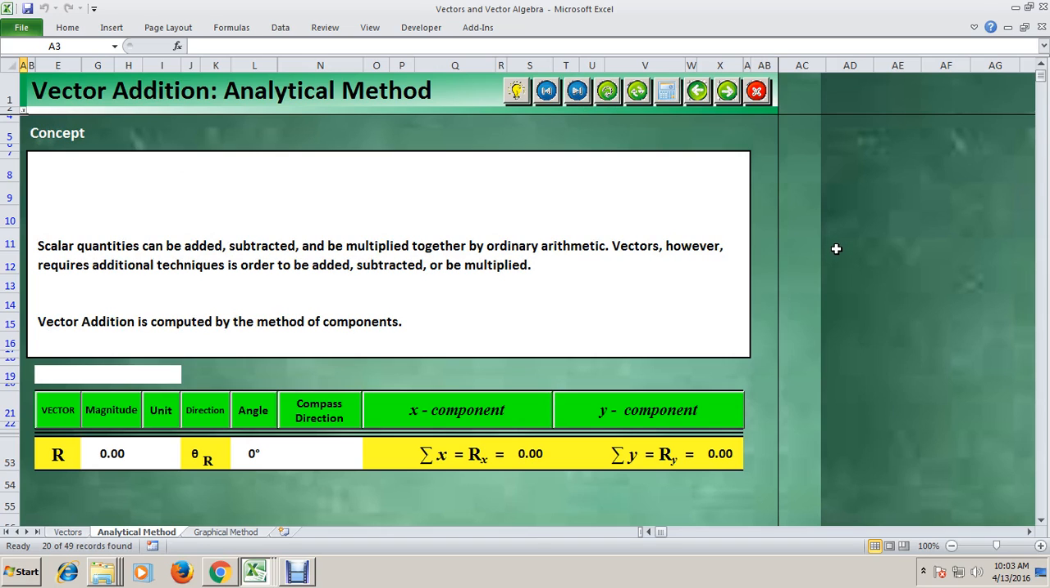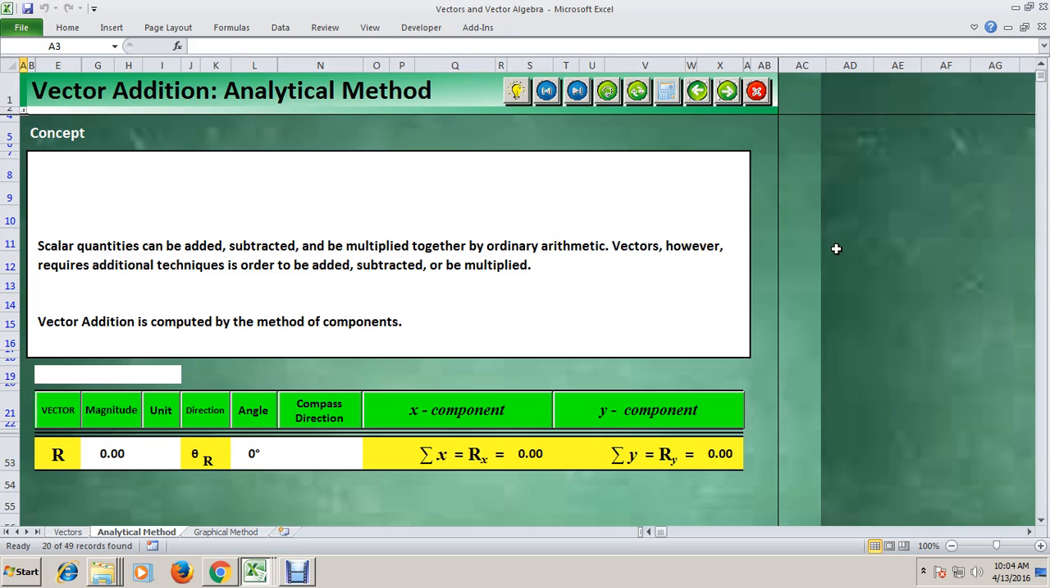Okay, so here the basic idea or the basic concept for the vector algebra is that scalar quantities can be added, it can be subtracted. Quantities can be multiplied together by ordinary arithmetic, but vectors, however, require different or additional techniques in order for them to be added, subtracted, or multiplied. Of course, the difference between the operations on vectors and between vectors and scalars is that the description for vectors requires that we consider the direction associated with vectors.